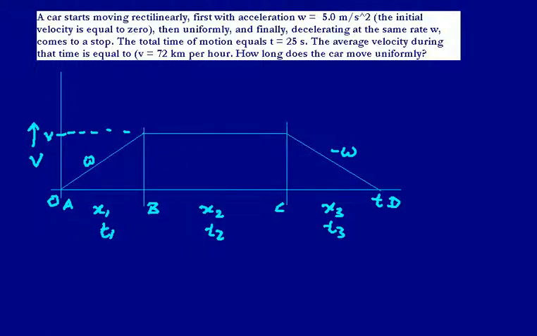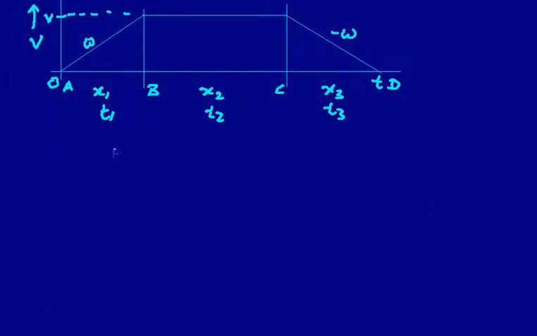To find the velocity of the car at the point B, we use the formula from kinematics, v equal to u plus at. Since u is 0, a is equal to w and time is t1, we get v equal to omega t1, or w t1 in this case. So this is v equal to omega t1. Here the same velocity stays, so this would be omega t1.